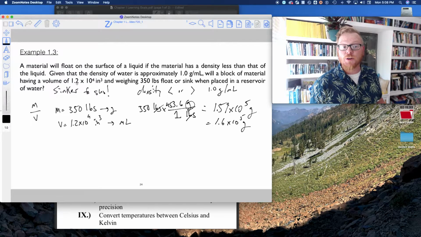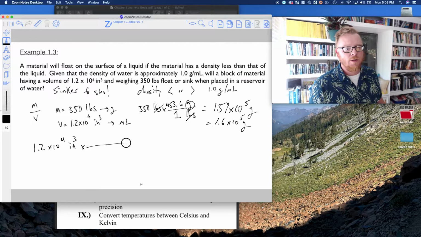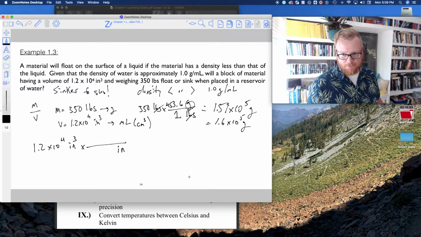Okay, so I'm going to start with the number that I have. Start with what you have. 1.2 times 10 to the 4th inches cubed. And I'm going to do this process where I go down and up and down and up and down and up. So I know that I can put an inch here, and I need to get that to milliliters. And as a hint, remember, 1 milliliter is the same as 1 cubic centimeter.